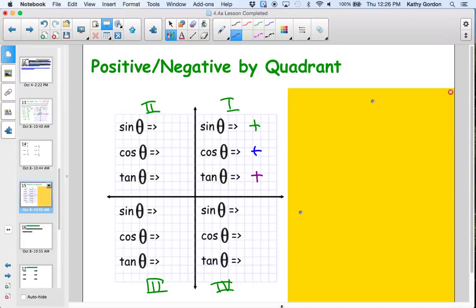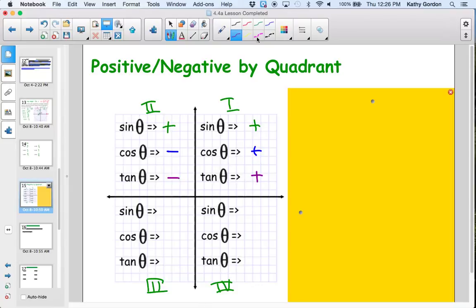Okay? Second quadrant. X coordinates, negative. Y coordinates, positive. So sine is going to be positive, because y over r, positive over positive. Cosine is going to be negative, because that negative x over positive r now is going to give me a negative answer. And then my tangent, also negative, because the positive y over the negative x is going to give me a negative answer.